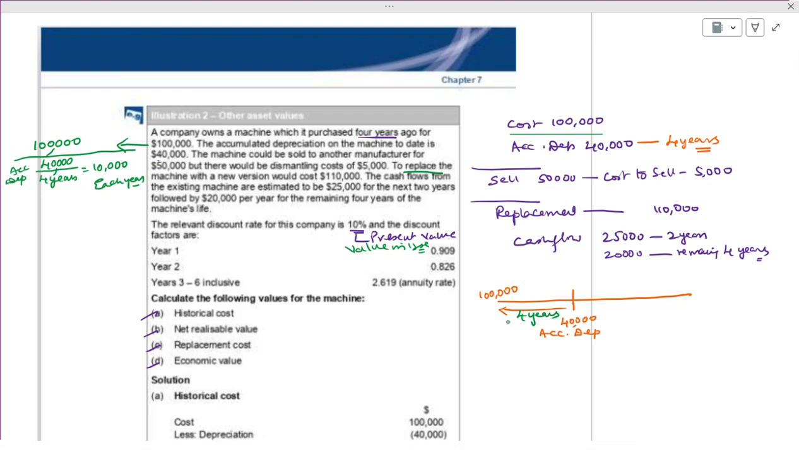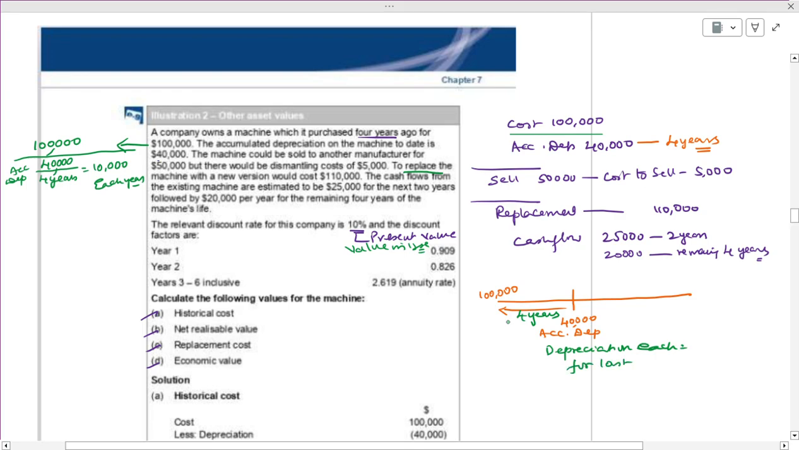By this, how can we come to a conclusion? This is depreciation for 4 years. Means every year how much is the depreciation? For the last 4 years, each year, how much is the depreciation? 40,000 divided by 4 years. Are you okay about this?